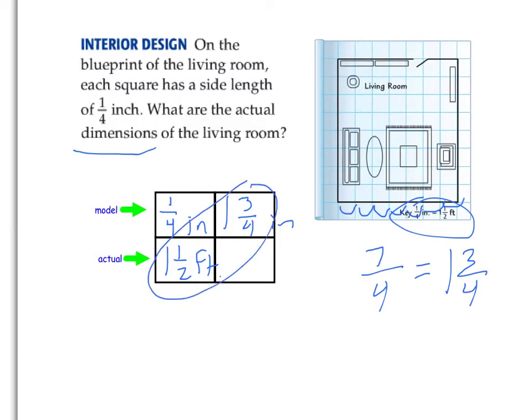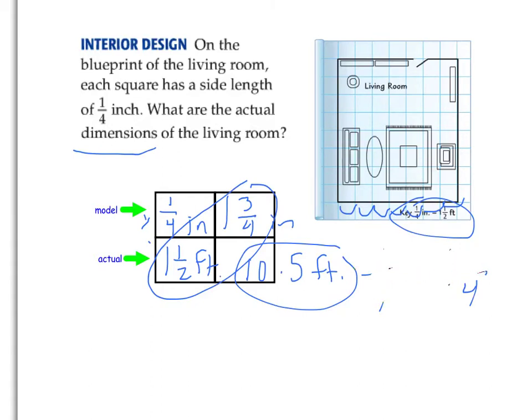Crisscross multiply, divide by the lonely guy. I like to just change mine into decimals and say 1.75 times 1.5 divided by 0.25, and I get 10.5 feet. That's my width. That's one way of doing this particular problem. It's the way that you're intended to do it because of the ratio box method we're looking for you to use. But I have an even easier way of doing this.